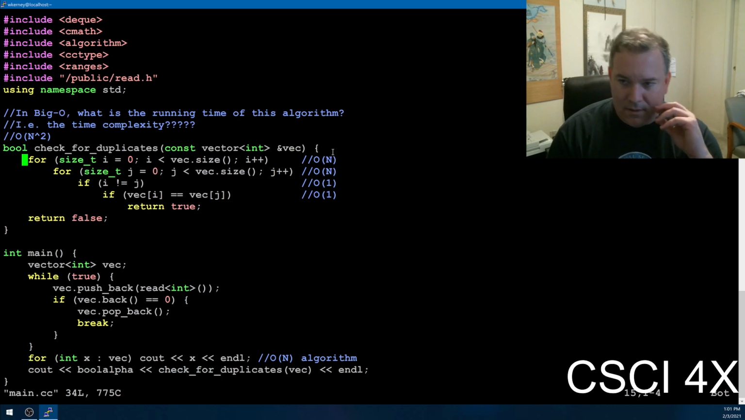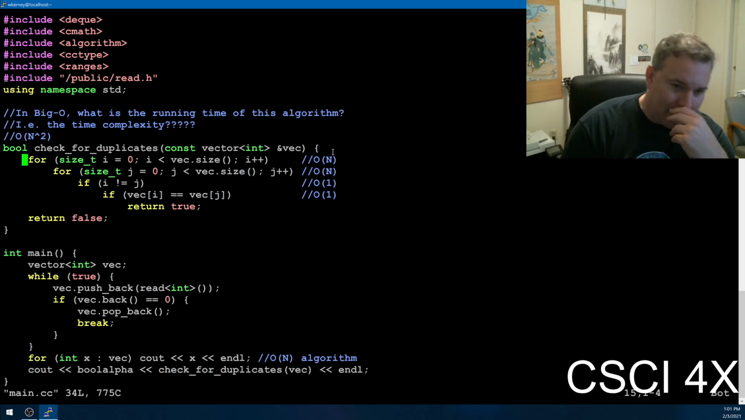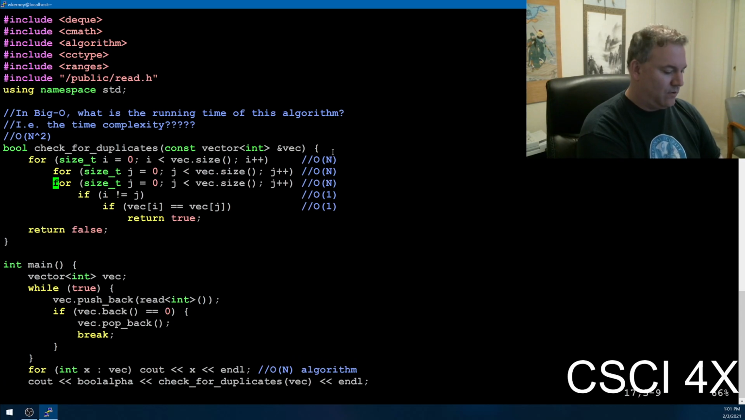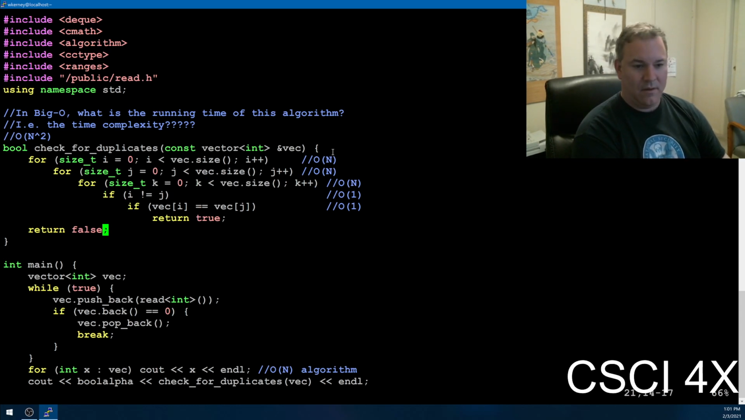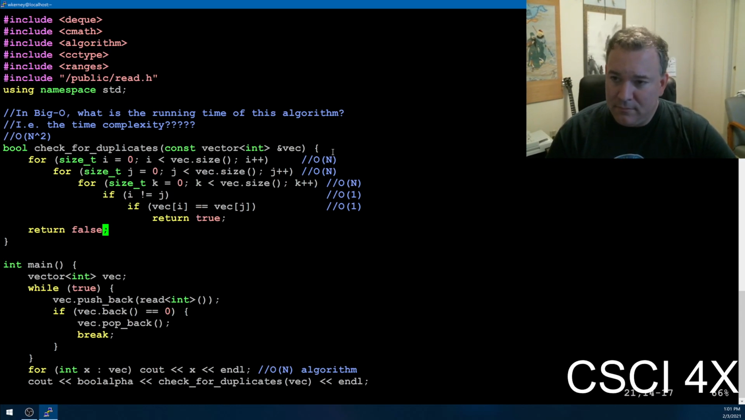What if we did this? What's the running time of the algorithm now? I don't think the correctness has changed at all, actually. That k is completely pointless, but it'll compile, it'll run. What do you guys think? Reminds you of linear algebra. It's way easier than linear algebra.